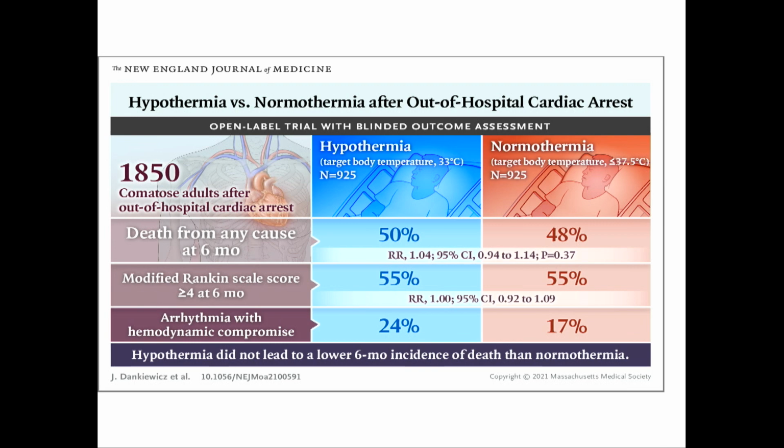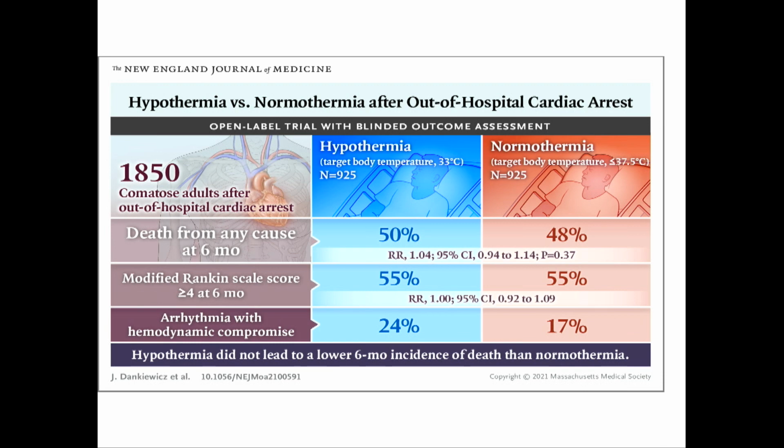And this is a paper in the New England Journal last year, 1,800 people that were comatose after out-of-hospital cardiac arrest. Death from any cause, 50% versus 48%, not different. And what they did is they cooled them either to under 37 degrees or to 32. But both groups got cooled. People forget that. So whether you're just preventing fever, and no difference in the Rankin score, and there was actually a little more arrhythmias in the hypothermia.